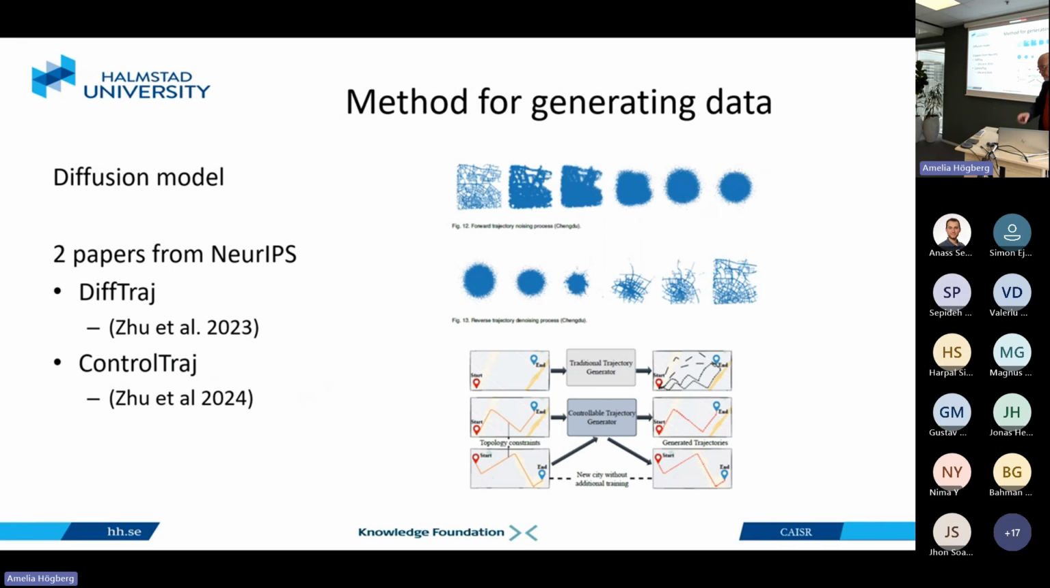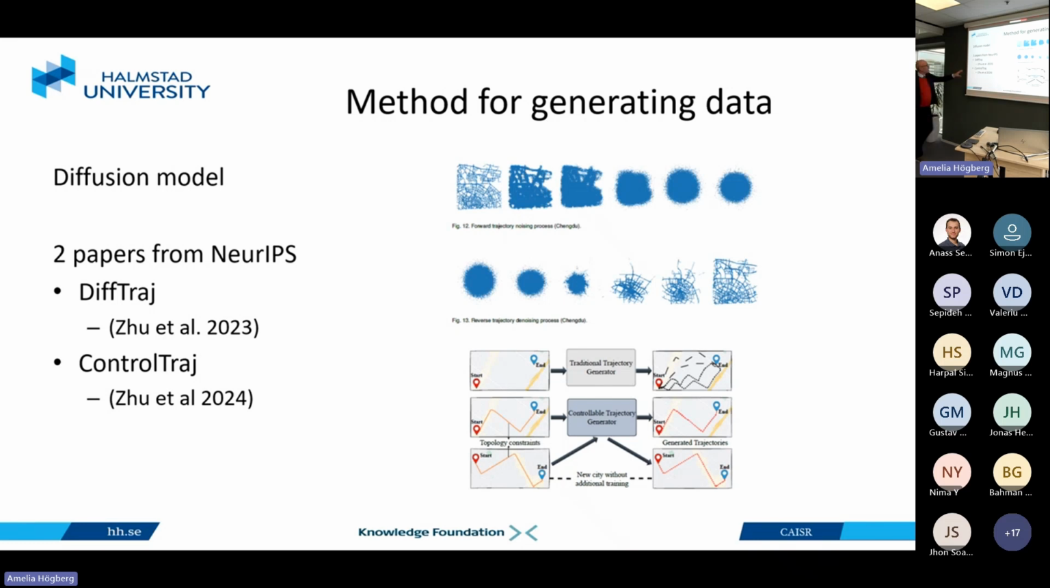So what did we then do to generate this synthetic data? Well, we went for diffusion models. You've probably all heard of stable diffusion. Everyone has seen these fantastic pictures that you can generate with stable diffusion. And we used the same idea. It's not that we did the coding.